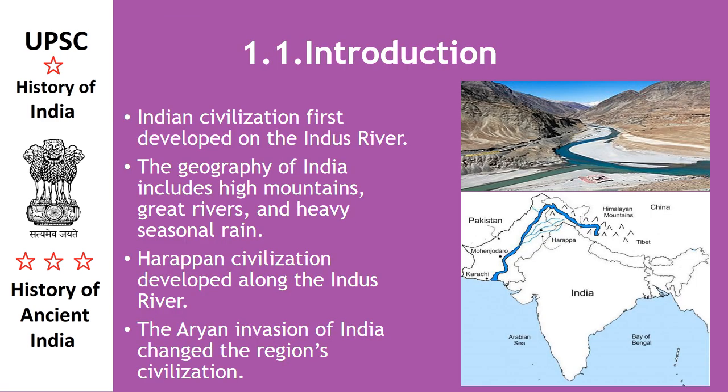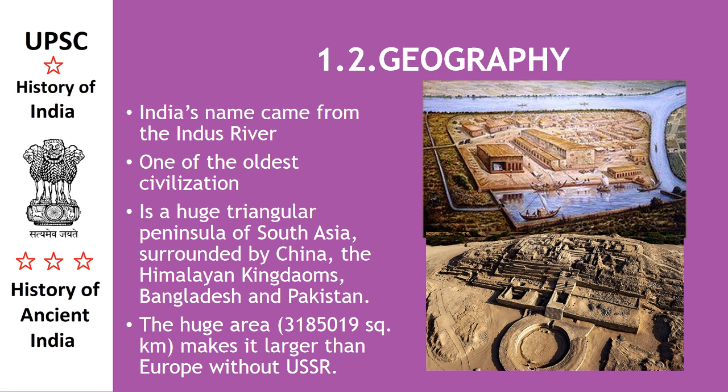Introduction. Indian civilization first developed on the Indus River. The geography of India includes high mountains, great rivers, and heavy seasonal rain. Harappan civilization developed along the Indus River. The Aryan invasion of India changed the region's civilization. Geography. India's name came from the Indus River.